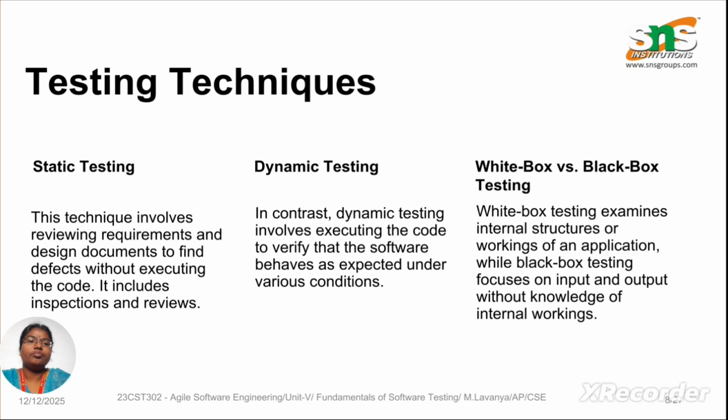Then the third one is white box versus black box testing. White box testing examines the internal structure or working of the software application. White box testing focuses on the input and output while knowing the internal structure of the software. But black box testing just tests the behavior of the software, whether the input is given and it is giving the output. That is the only ultimate goal of black box testing, and it doesn't involve knowing the internal structure or the process of execution of the software. These are the differences between white and black box testing.